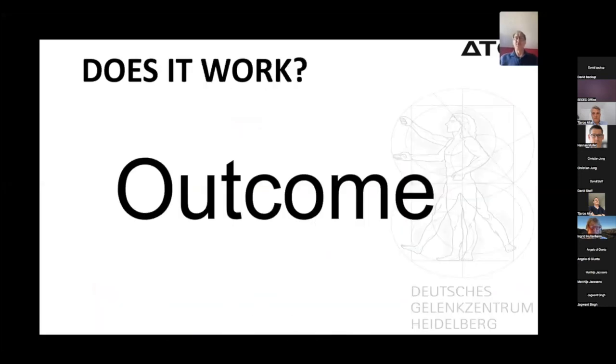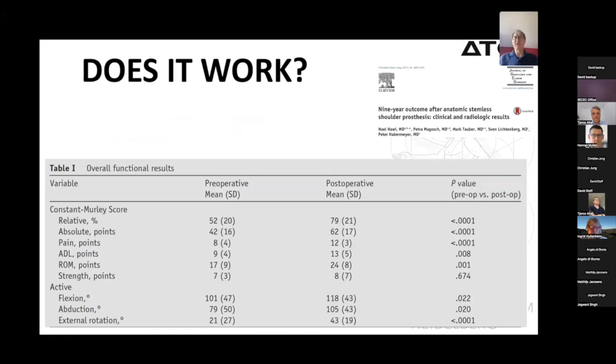So does it work? We have to look at outcomes. If we look at clinical outcomes, I think this is one of the studies with the longest follow-up, 9 years. We can see that the Constant score, relative and absolute points, pain, ADL, and range of motion increase significantly from the pre- to the post-op status. This is pretty similar to all the other implants, like stemmed or short stems on the market.